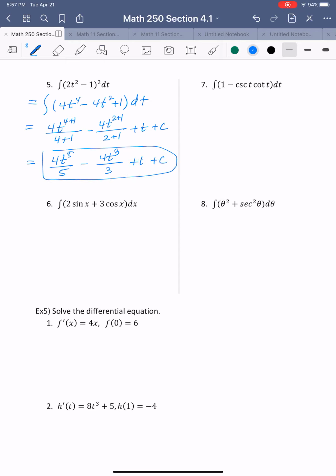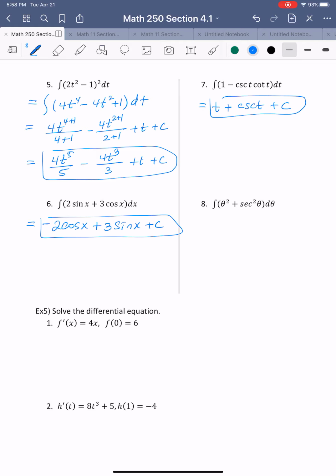That's all. And then for the 6th, sine x becomes a negative cosine, so negative 2 cosine x. And then cosine x becomes a positive sine x. So that's it, plus c. That's pretty easy, right? And then the cosecant cotangent, which is 1, becomes a t, minus cosecant cotangent becomes plus cosecant t, and then plus c.